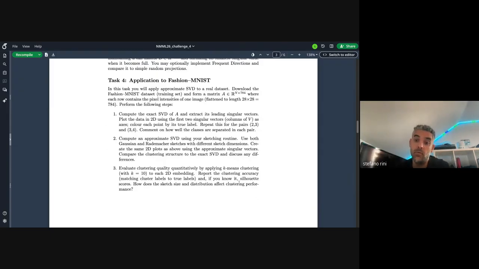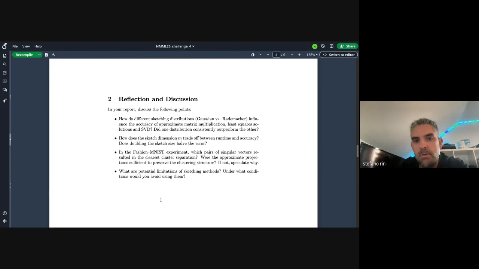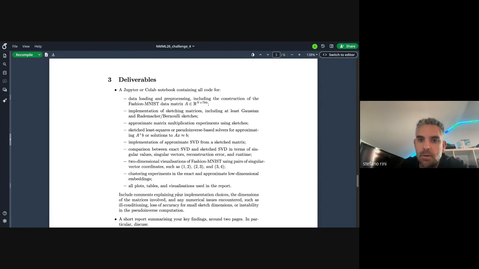Okay, and then you do this same procedure that we did before when we were doing, for example, Fashion MNIST, right? You can do classification, and you can do PCA and so on and so forth. But instead of doing it on the original problem, you can do it on the much smaller problem, and then you have the usual questions, and then you have the usual derivatives.